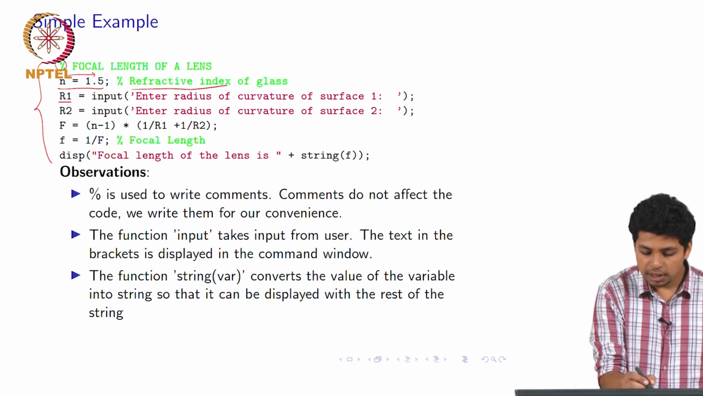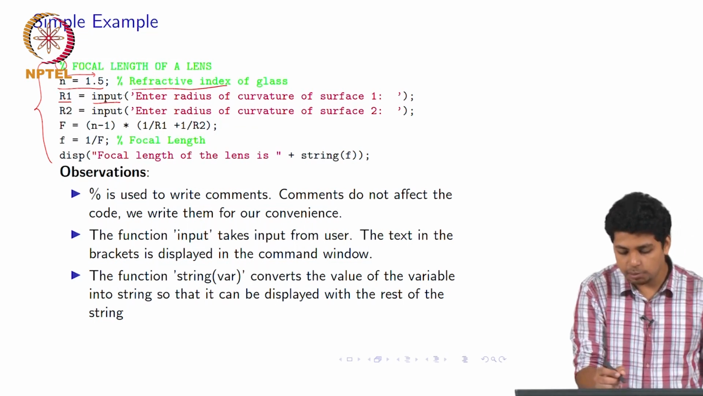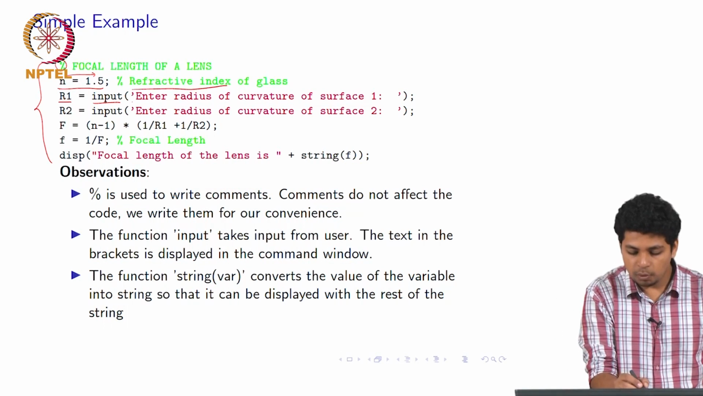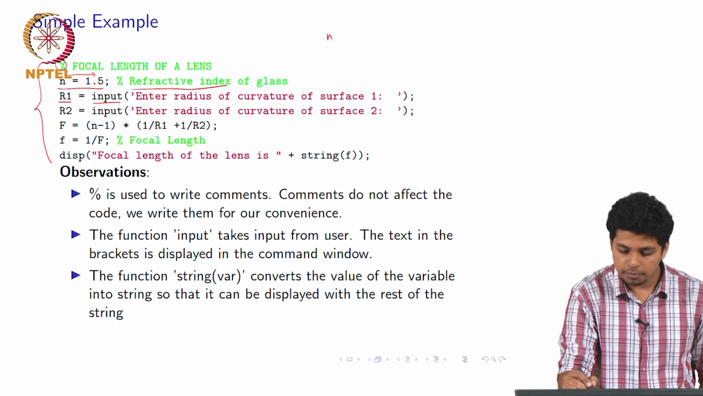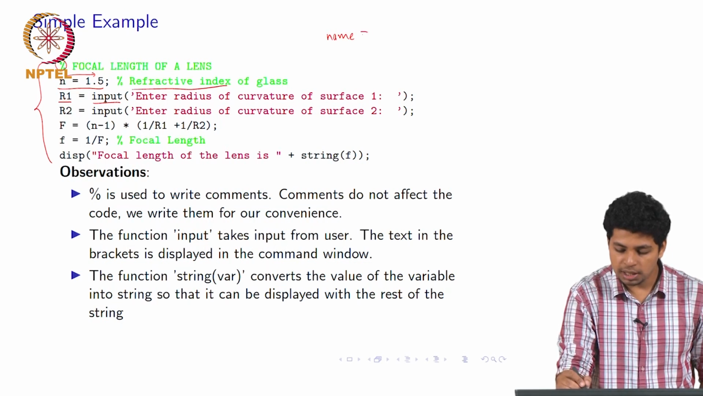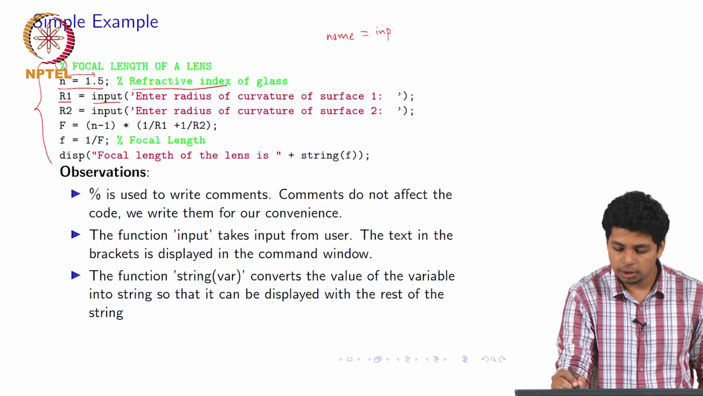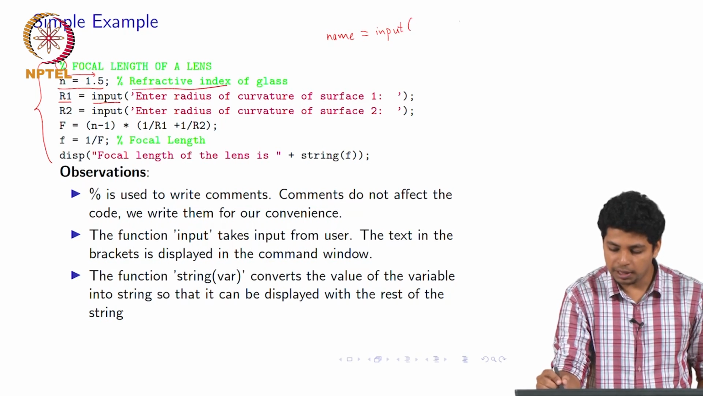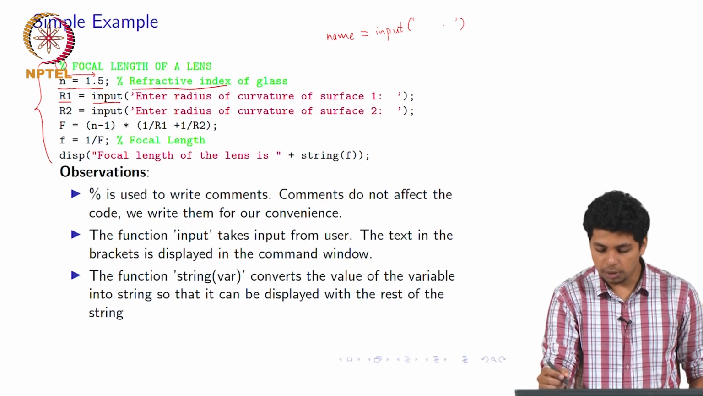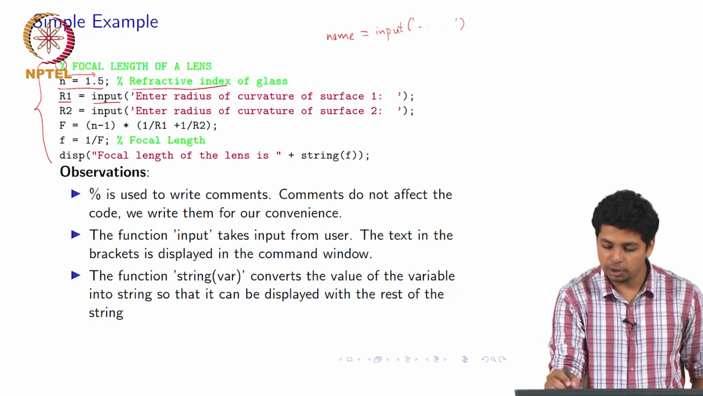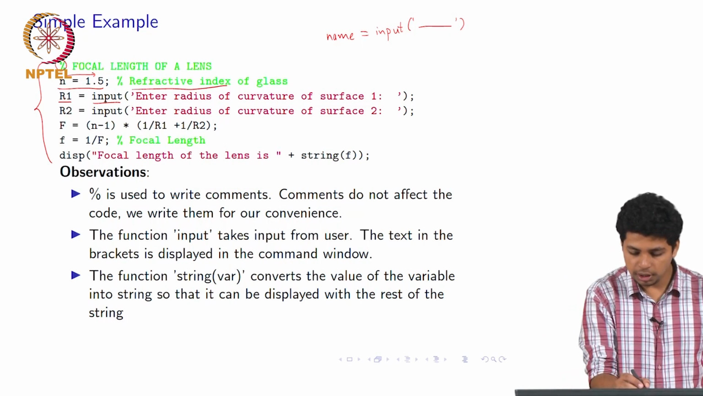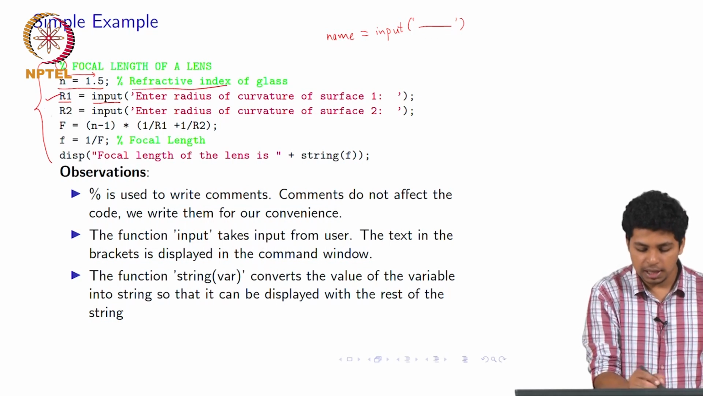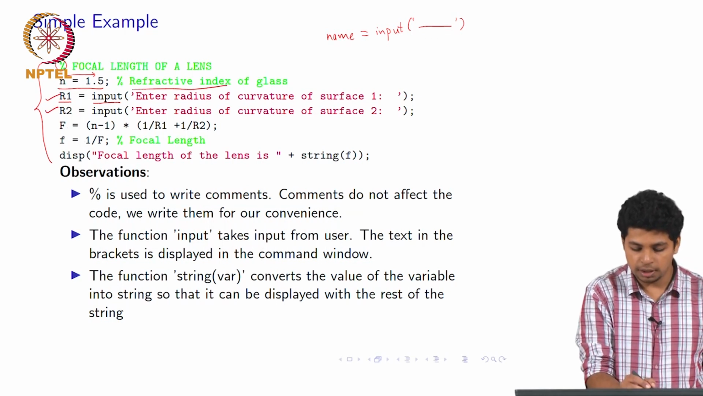The function input is used to take an input from the user. The syntax that we use is the variable name, any variable name, is equal to input, and then in brackets, if we want to display any text in the command window so that we know what the variable is supposed to be, then we put this text in inverted commas within the brackets. That is what this statement is telling us. Then R2 is again the input for the second radius of curvature.